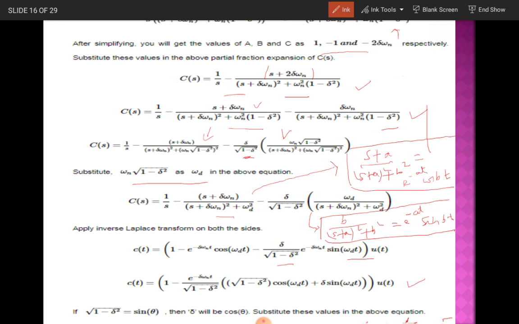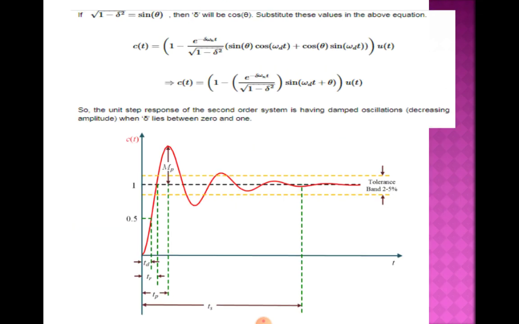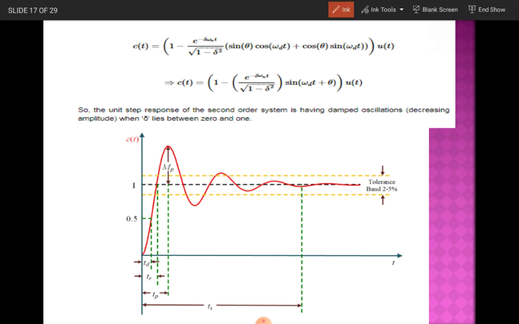Again, what I do is I assign square root of 1 - del^2 as sin theta and del as cos theta. So replacing this in this expression, we'll get c(t) = 1 - e^(-del omega_n t)/square root of 1 - del^2 times (sin theta cos omega_d t + cos theta sin omega_d t).